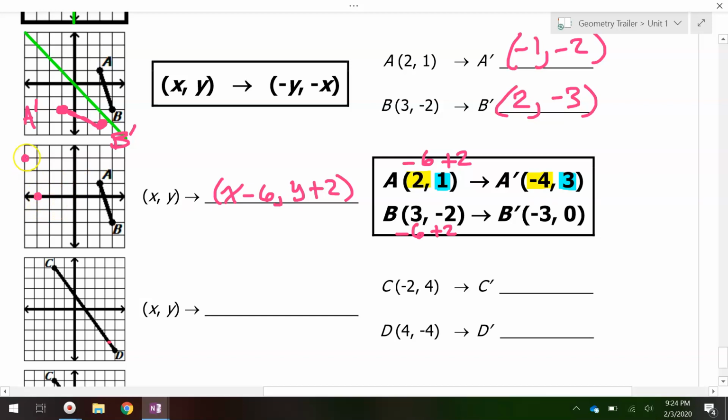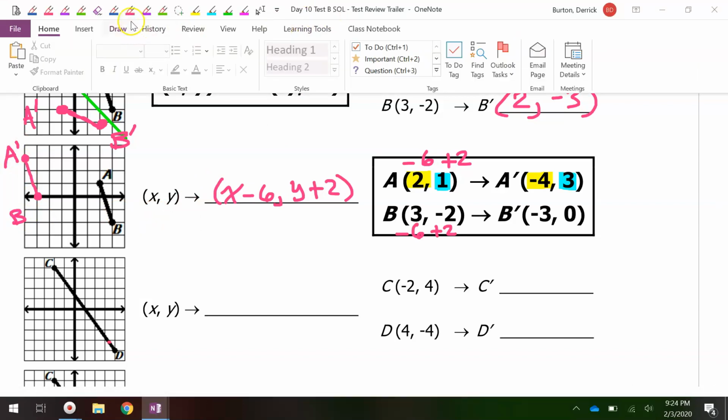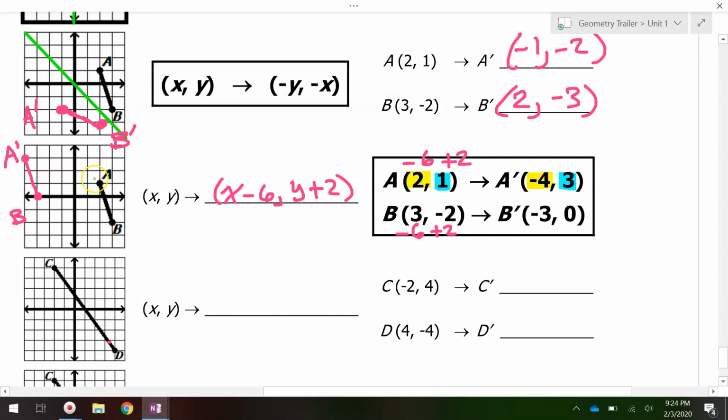In fact, now that I think about it, that's another way we could have done this problem, is to just graph the points first. So, all right, this is A prime and this is B prime. So we could have done this. We could have graphed the points first, and then we could have asked ourselves, wait a minute, how do we get from A to A prime?